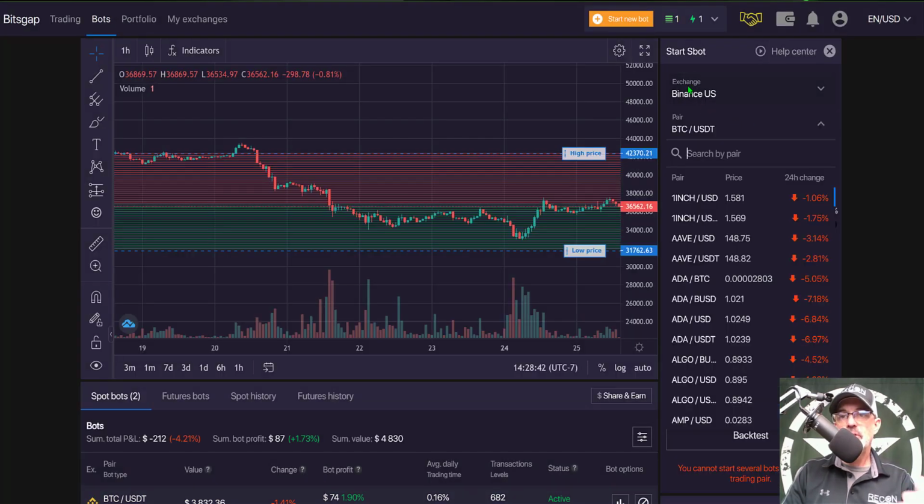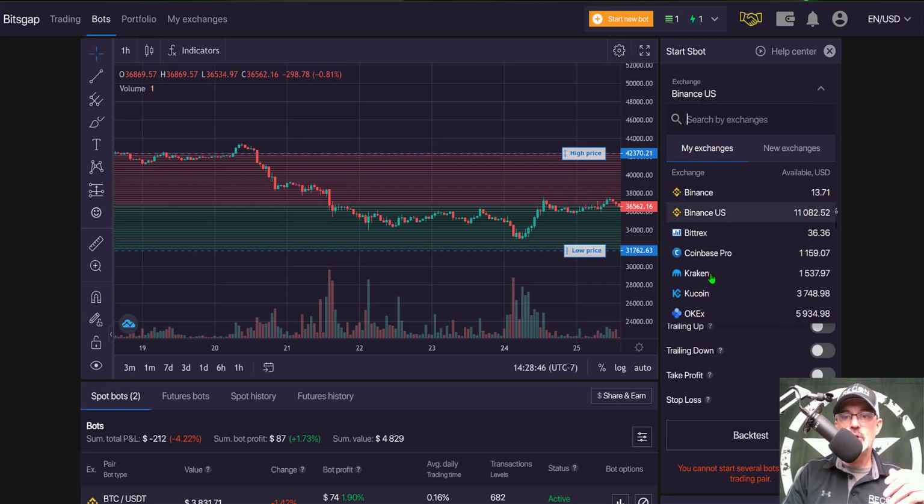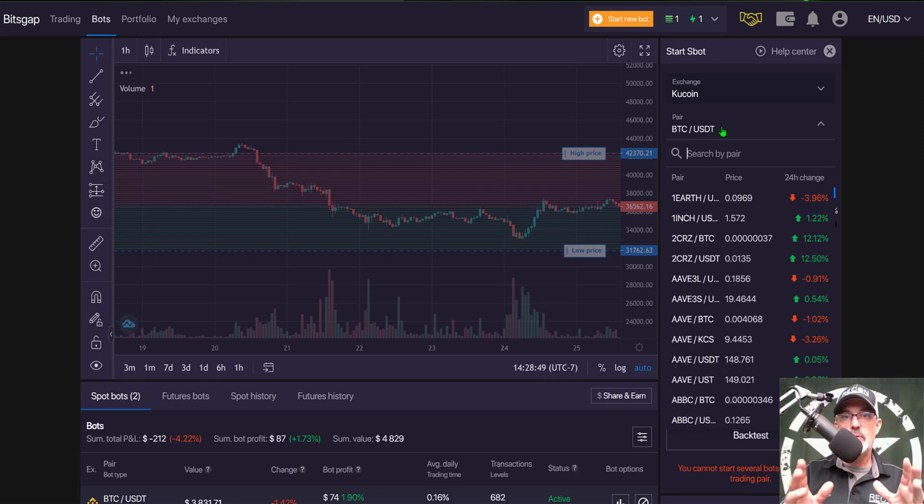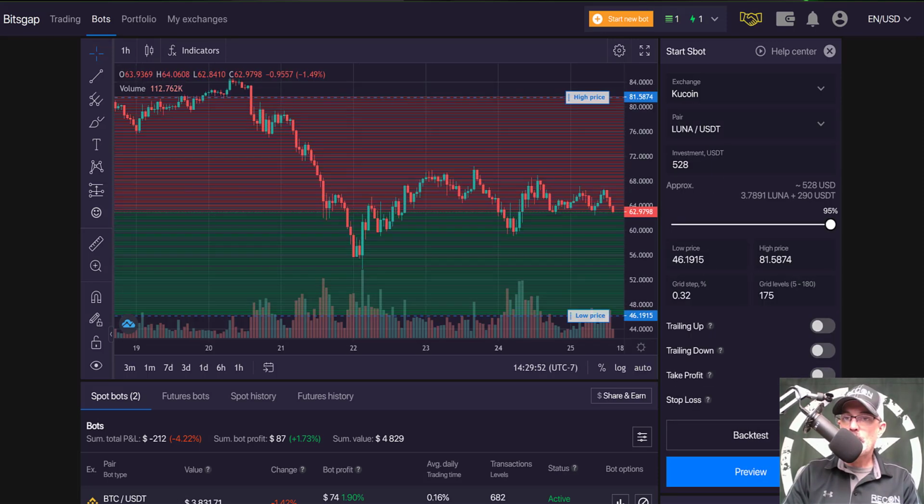Next, I need to select my exchange, and in this case, I am going to select KuCoin. Then I need to select the pair, and while any one of those three targets, Atom, Matic, or Luna, would be valid targets, I am going to go with Luna, USDT. Now I need to decide how much ammo I'm going to give this bot, and in this case, I'm going to give this bot 500 USDT, and then I need to determine my lower and my upper price.